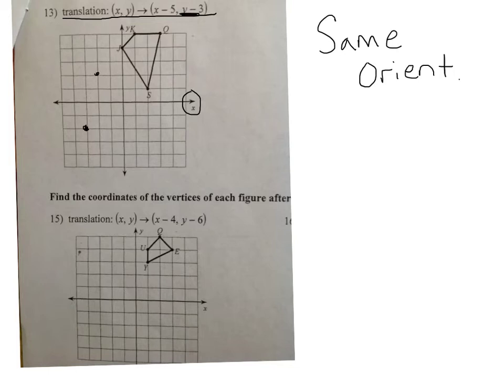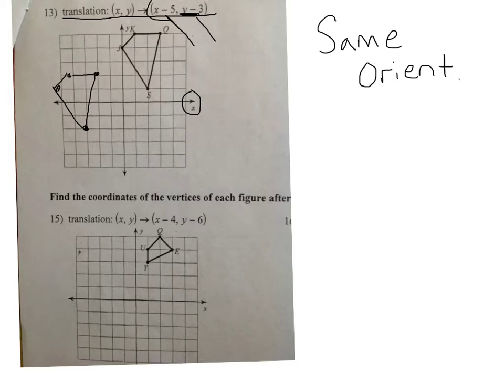I do the same thing with K. I do the same thing with J. And I end up with a quadrilateral that is identical, congruent. The only difference is the location. In this particular case, it got shifted because it's a -5, 5 spots left, and because it's a -3, 3 spots down.